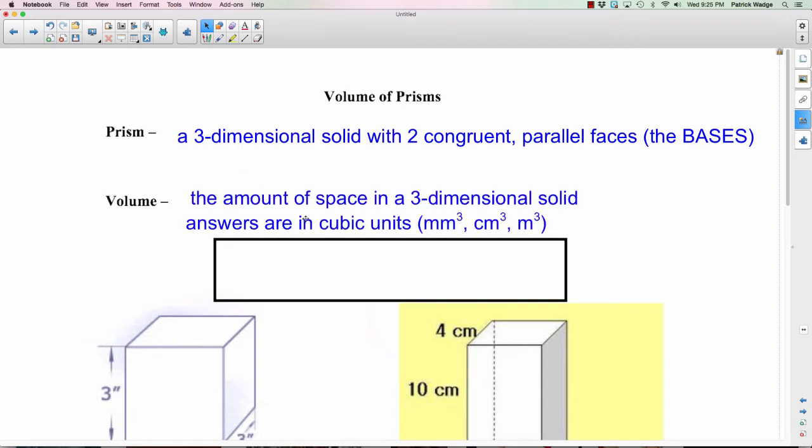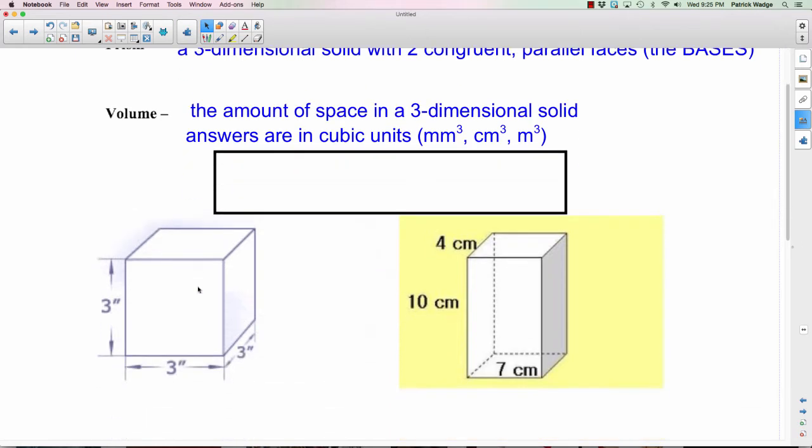When you find volume, the answers are in cubic units. Remember when we did area, they were centimeters squared and meters squared. Now we're going to do millimeters cubed or centimeters cubed or meters cubed. And hey, these are three-dimensional shapes, so it's a 3 there as well. It's not too bad to remember.